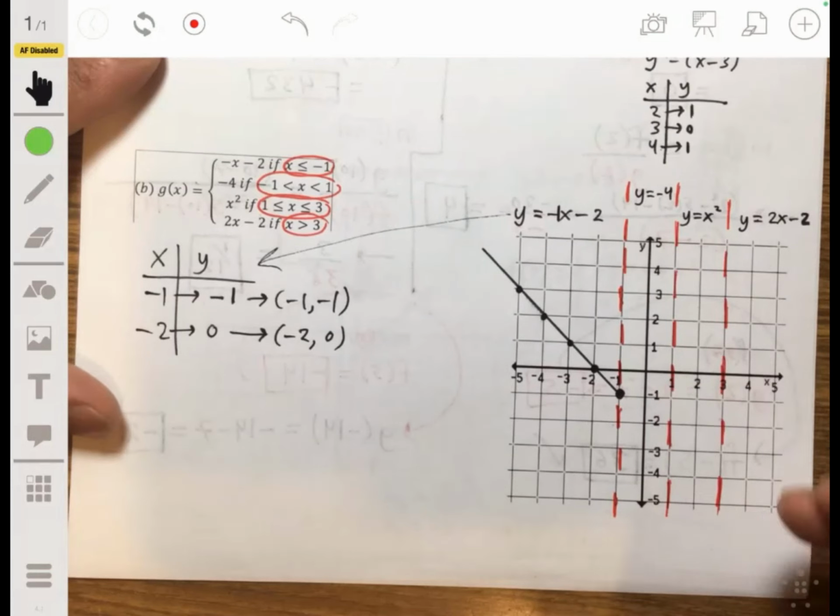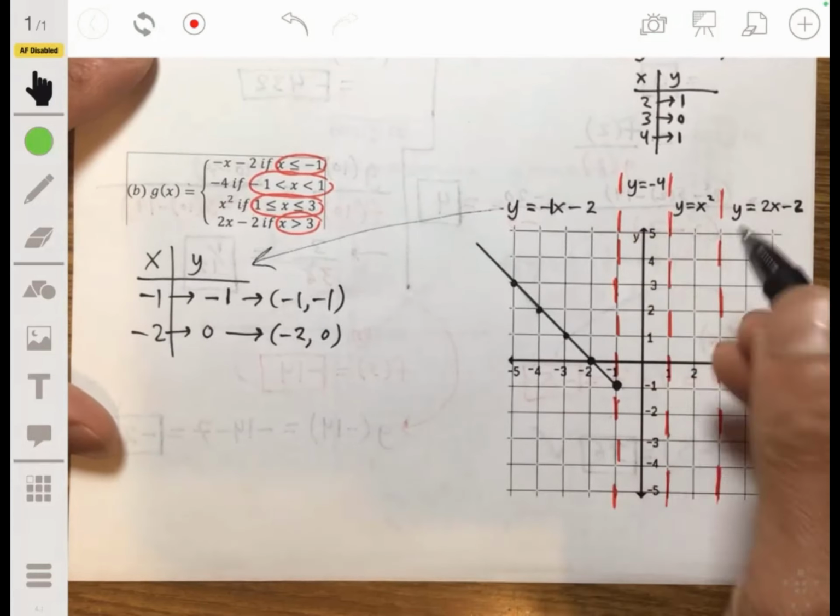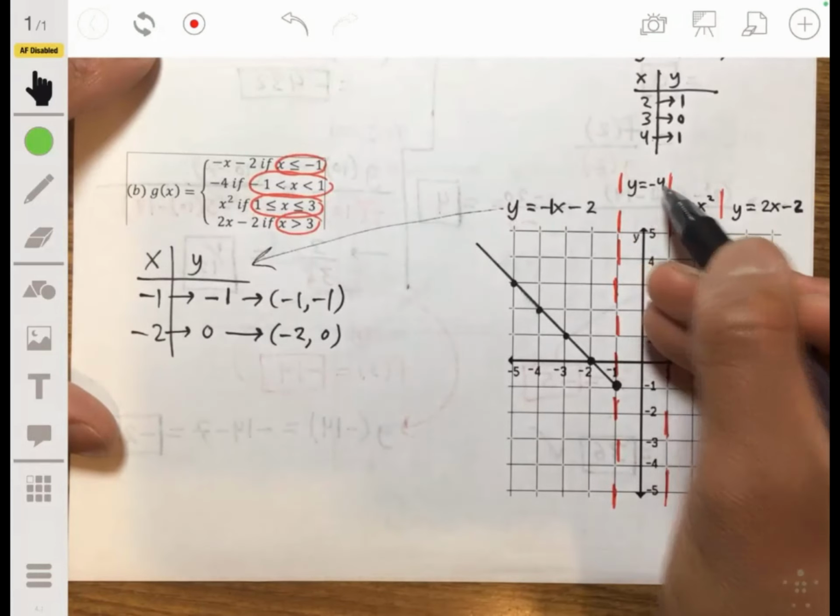Now the next piece is going to be y equals -4 from here to here. We're not going to include -1 and 1, so we're going to have open circles there. So then it's just going to be a horizontal line like this.